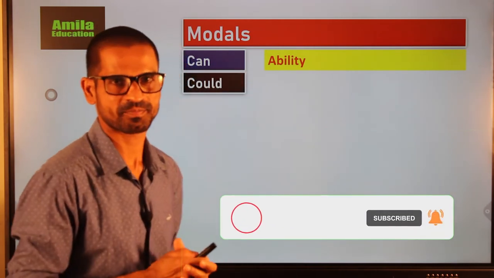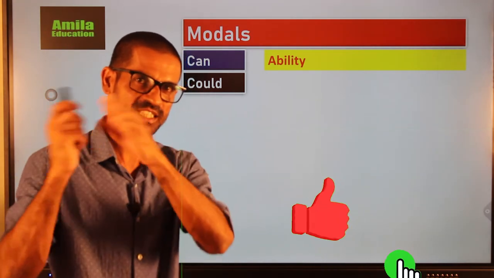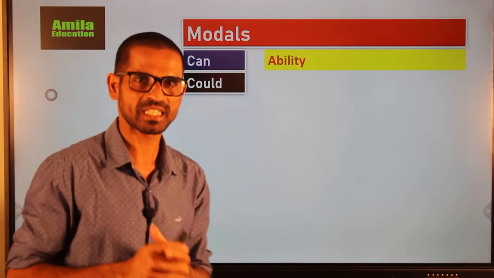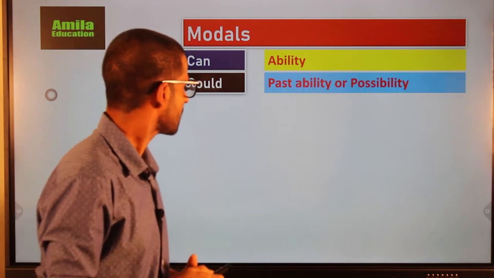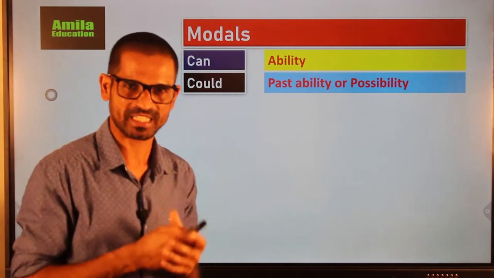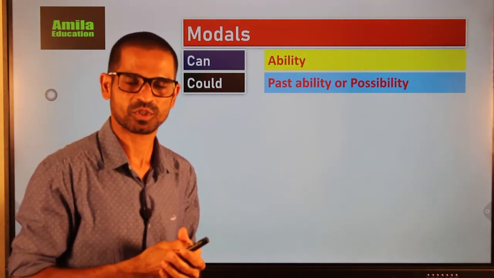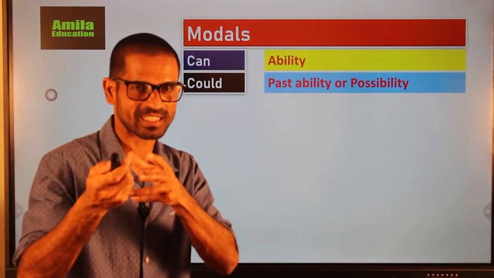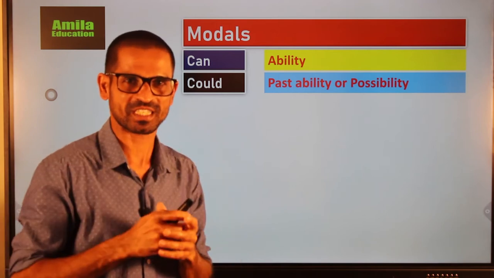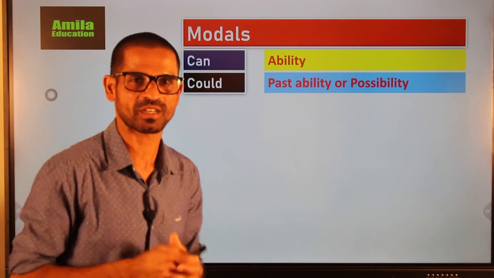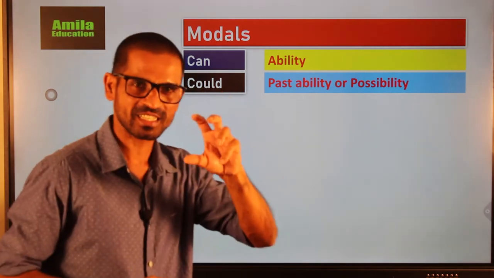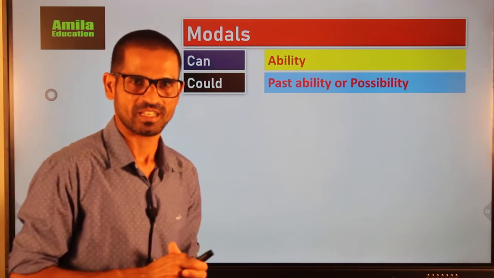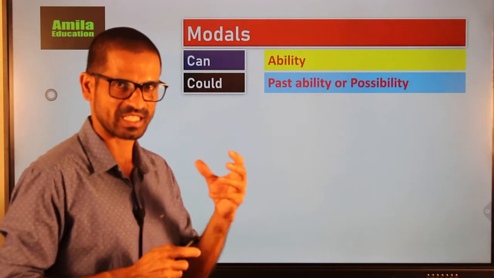Then could. Could is the past form of can. That means could expresses past ability. I had the ability to do it. I could do it. It also expresses possibility. She could come today. It depends on the situation. So basically, could expresses past ability, the past form of can. I could do it. That means I had the ability to do it.